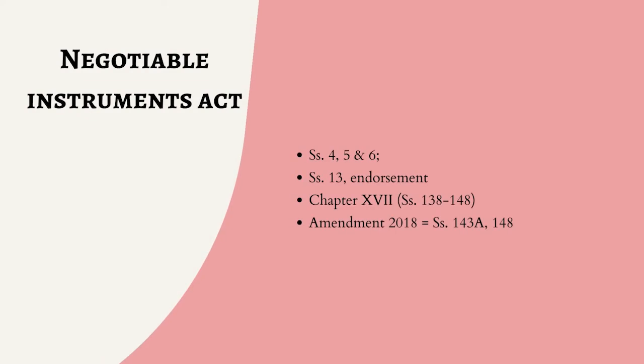Then we have Negotiable Instruments Act, under which just try to know the concept of bills of exchange, promissory notes and cheque. Then there comes the definition of negotiable instrument given under section 13. Know the concept of endorsement as well. Next is Chapter 17, which is a penal provision with respect to dishonor of cheque. So right from section 138 to 148, they are very much crucial. So go through each and every section, right? And there was a recent amendment in 2018, according to which sections 143A and 148 with respect to interim compensation were added. So just go through these provisions once.